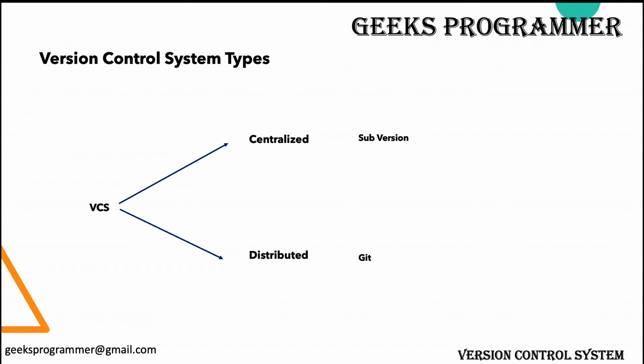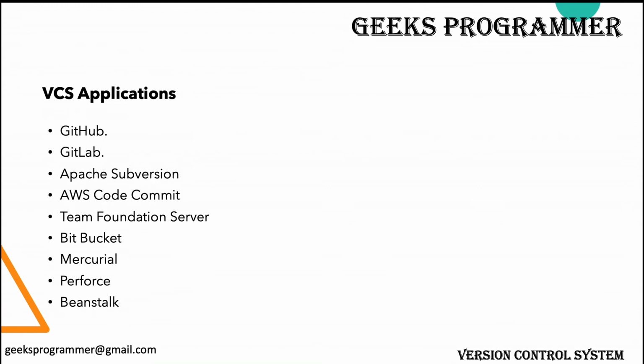We'll talk about Git a lot throughout this series. Now, there are some famous or mostly popular version control systems: GitHub, GitLab. Don't confuse Git with GitHub and GitLab. I'll talk about this in a coming tutorial. Apache Subversion, AWS CodeCommit, Microsoft Team Foundation Server, Bitbucket, Mercurial. There are a lot available. These are the most used applications.